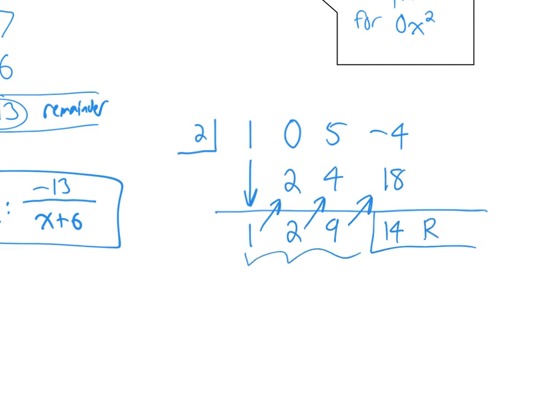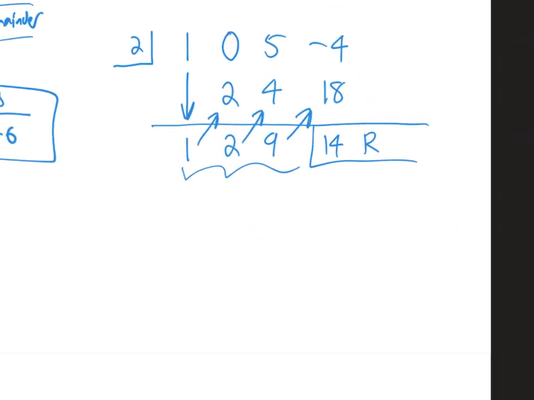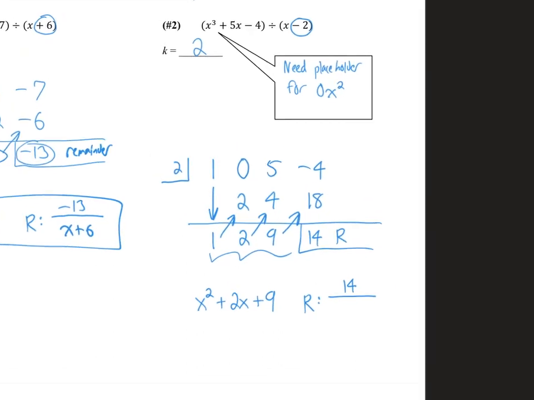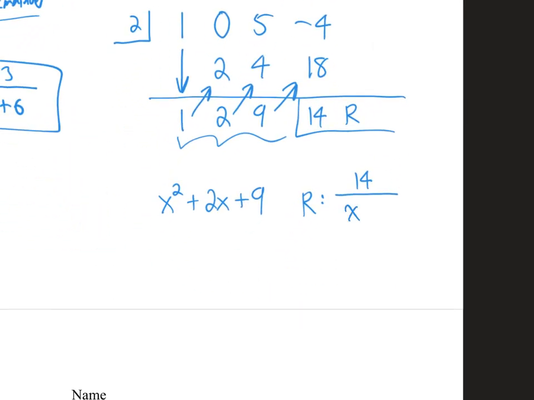Okay? So we got to reconstruct this backwards a little bit. Our answer is going to be 9 is the constant, 2x is the first degree, and then x squared is the second degree. And our remainder, again, we put the 14 over the divisor, which in this case was x minus 2, the original divisor. And there's our answer.